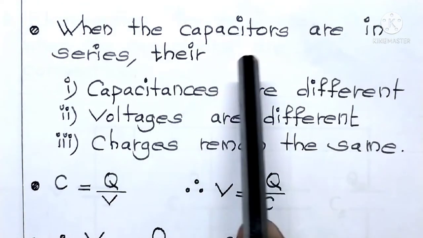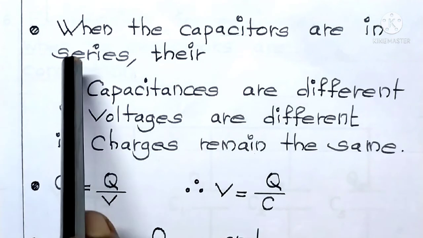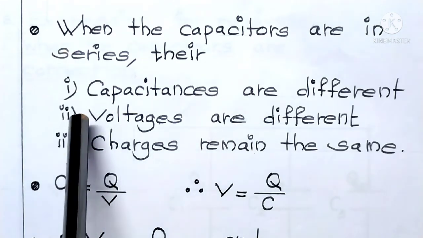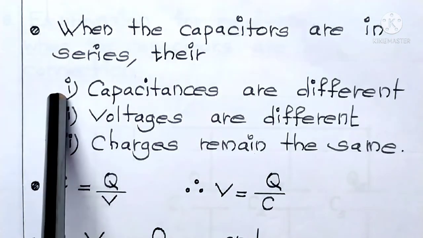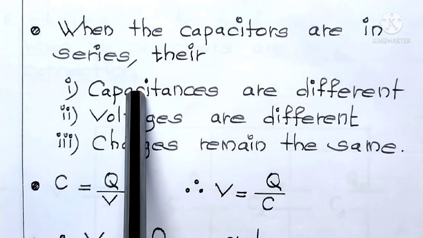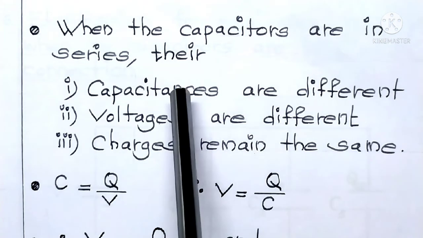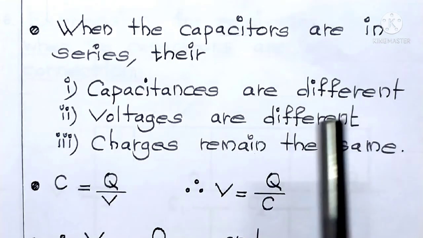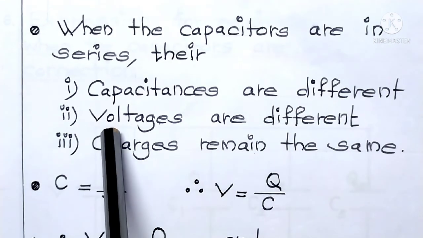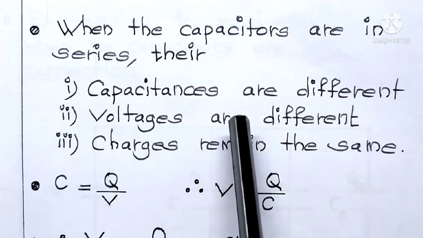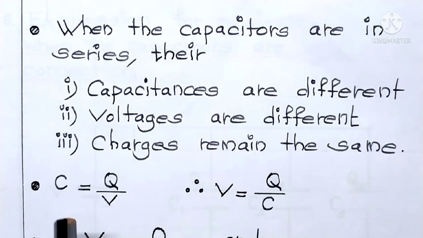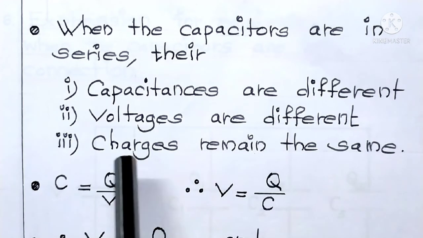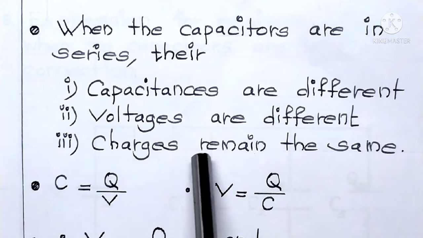When the capacitors are in series connection, we need to keep these three things in mind. Number one, capacitances are different. Each and every capacitor has got different capacitance. Similarly, the voltages in each and every capacitor is different. But charges in all the capacitors remain the same.